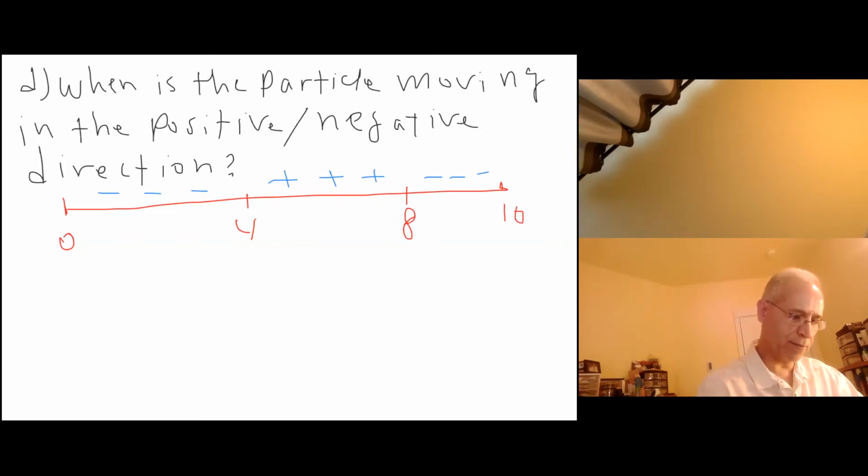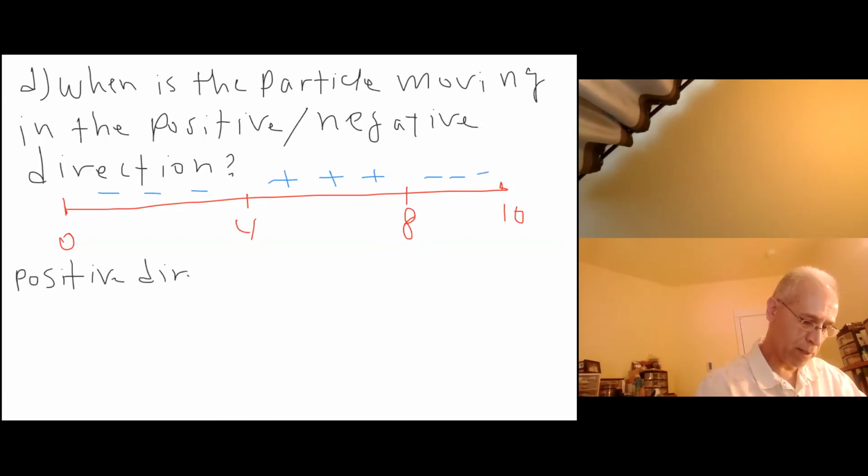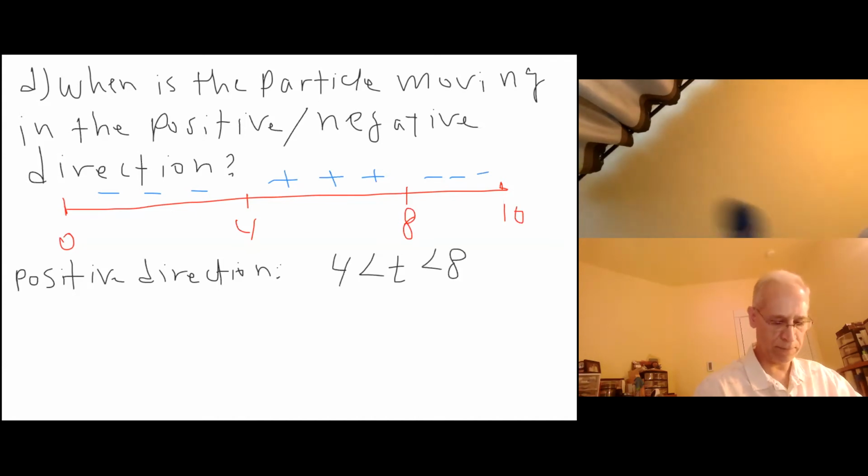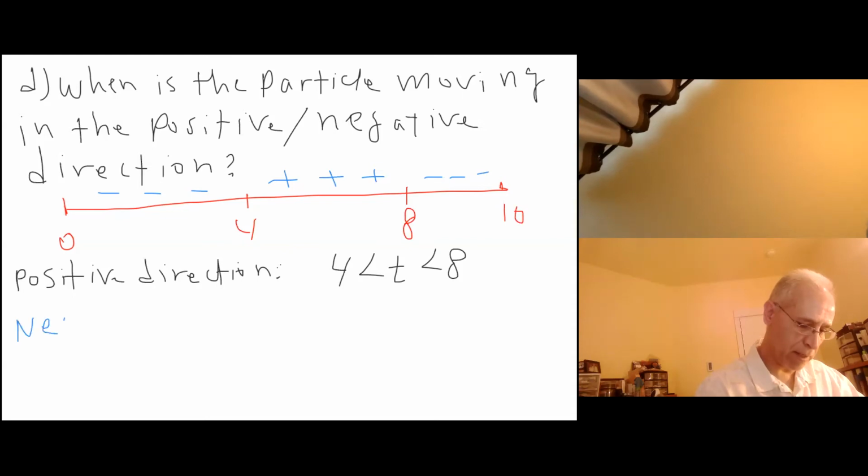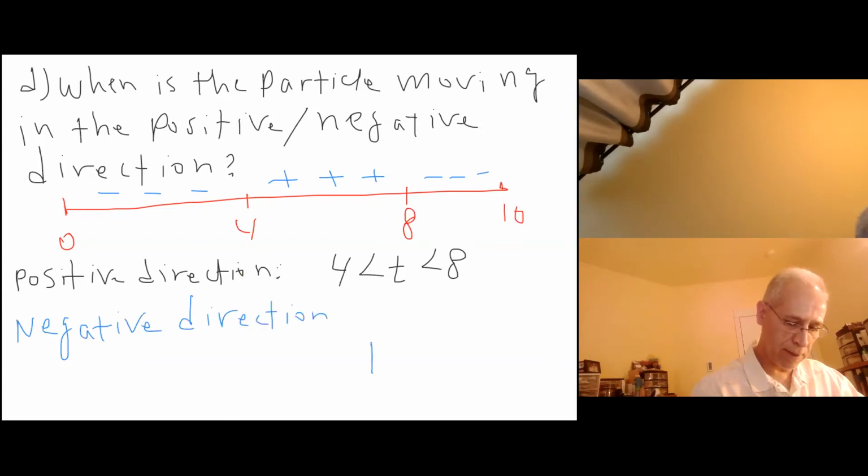So for positive direction, we see that t has to be between 4 and 8. And for negative direction, t has to be between 0 and 4, and between 8 and 10.